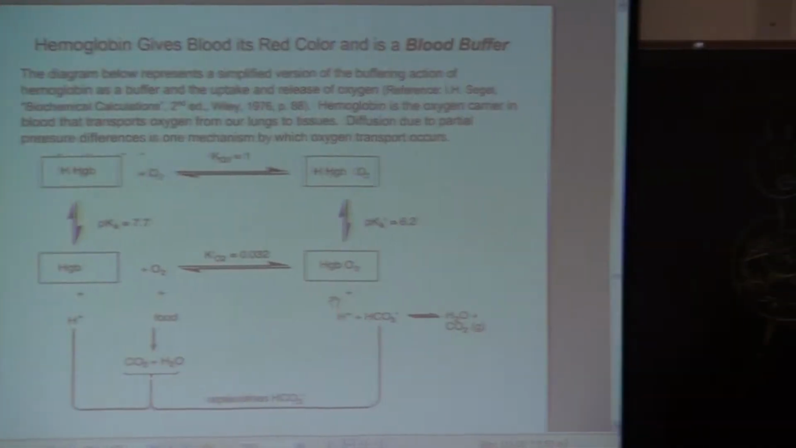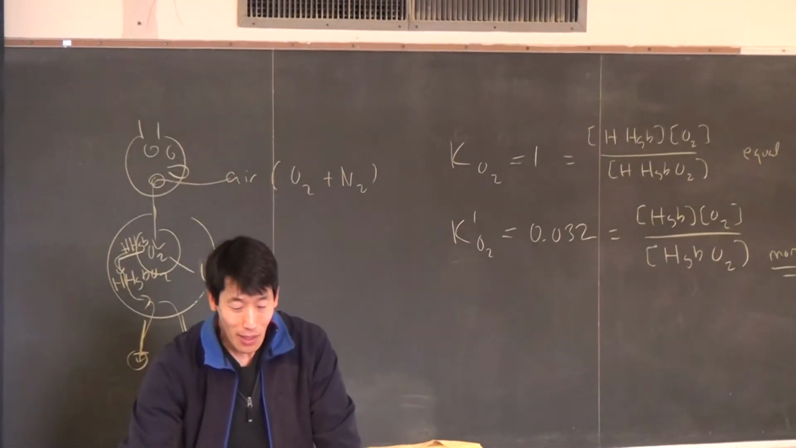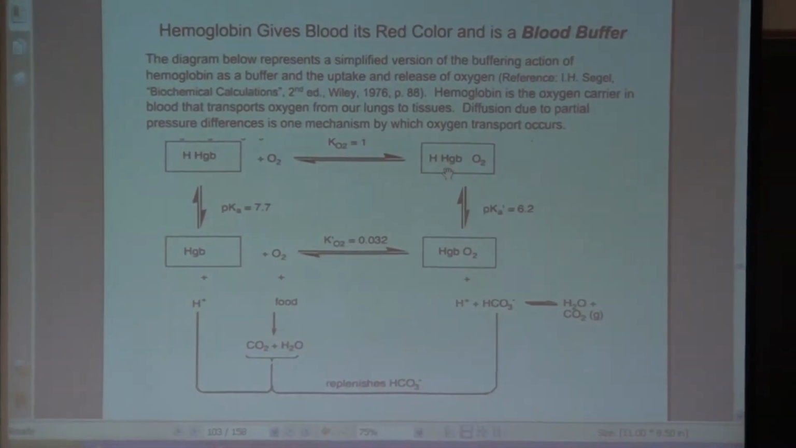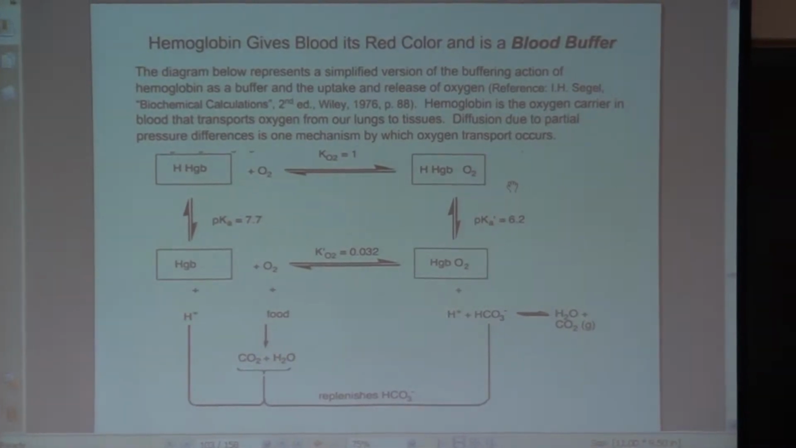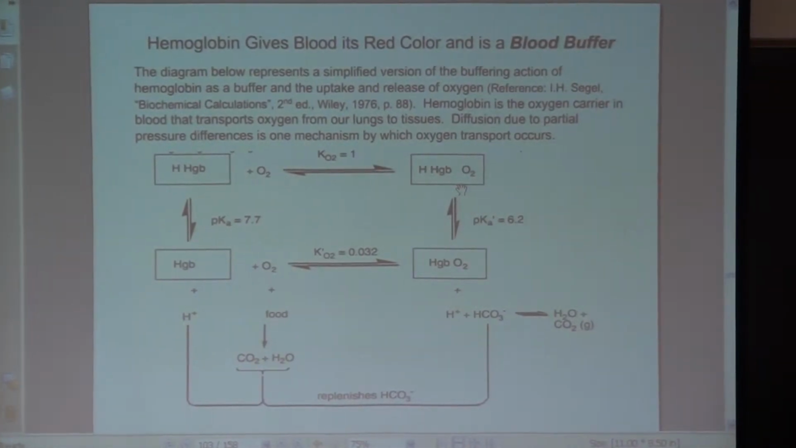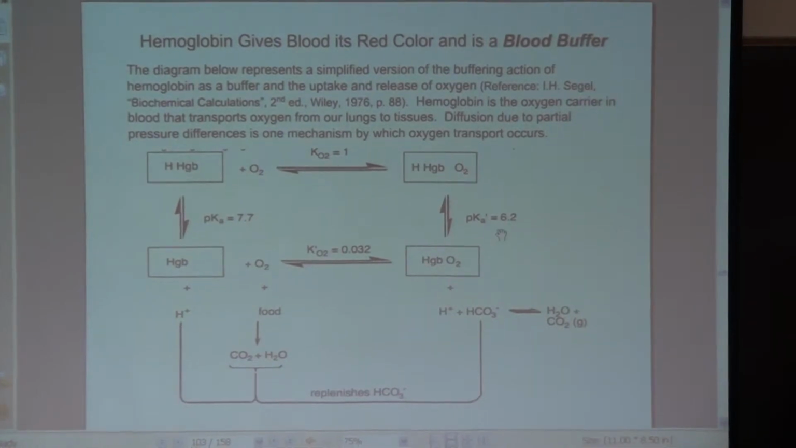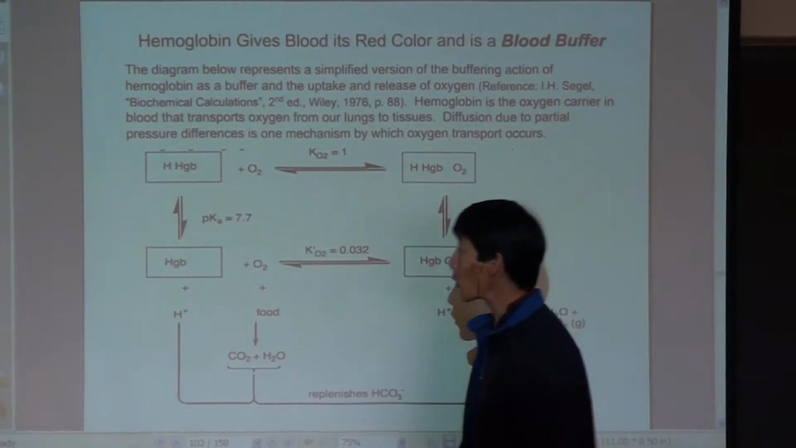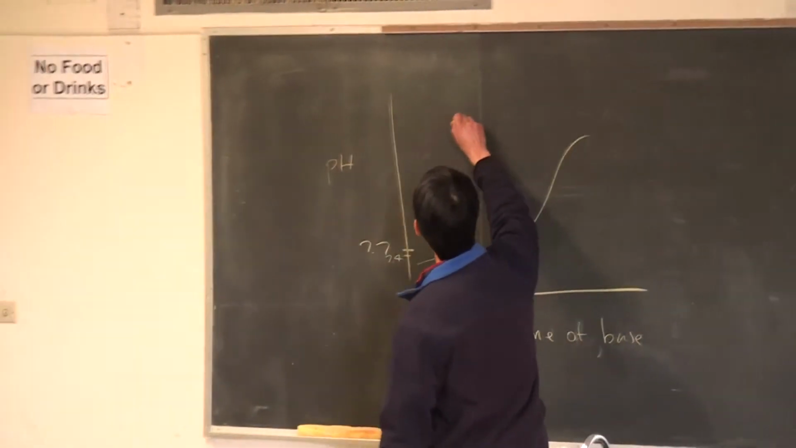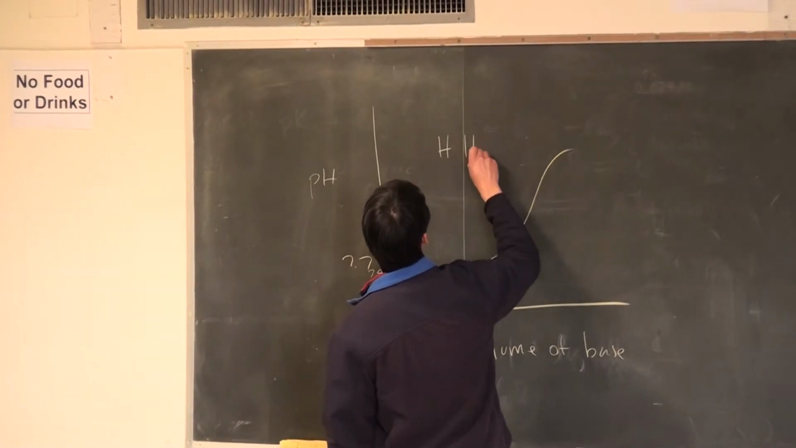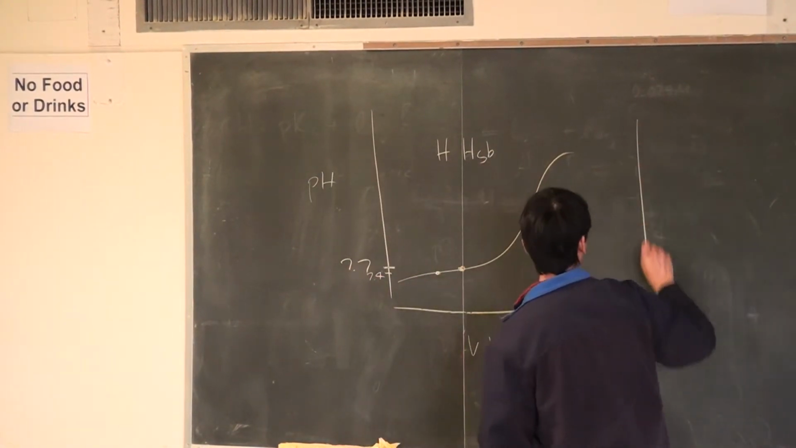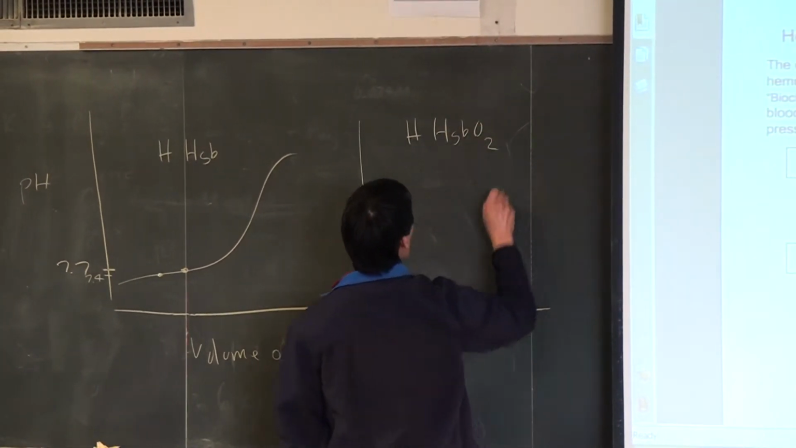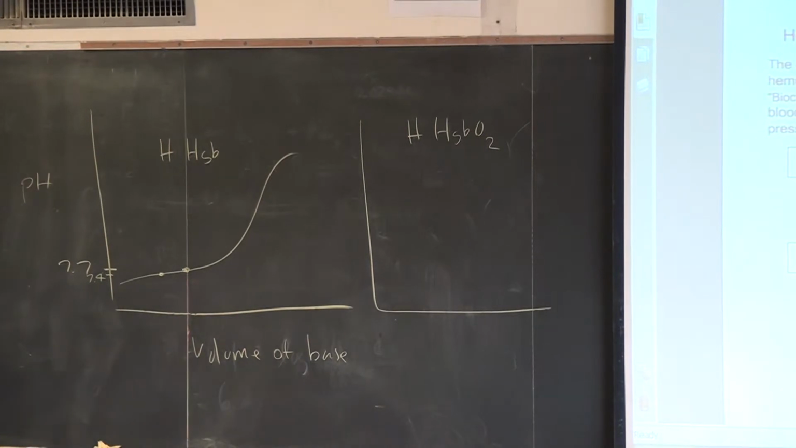Okay, so let's go back to our picture. So, again, the HHGB binds the oxygen in our lungs to form the HHGBO2. The HHGBO2 has a pKa of 6.2. Okay, so getting back to our picture, so this is for the HHGB, and then for the HHGBO2, what does our titration curve look like for this one?